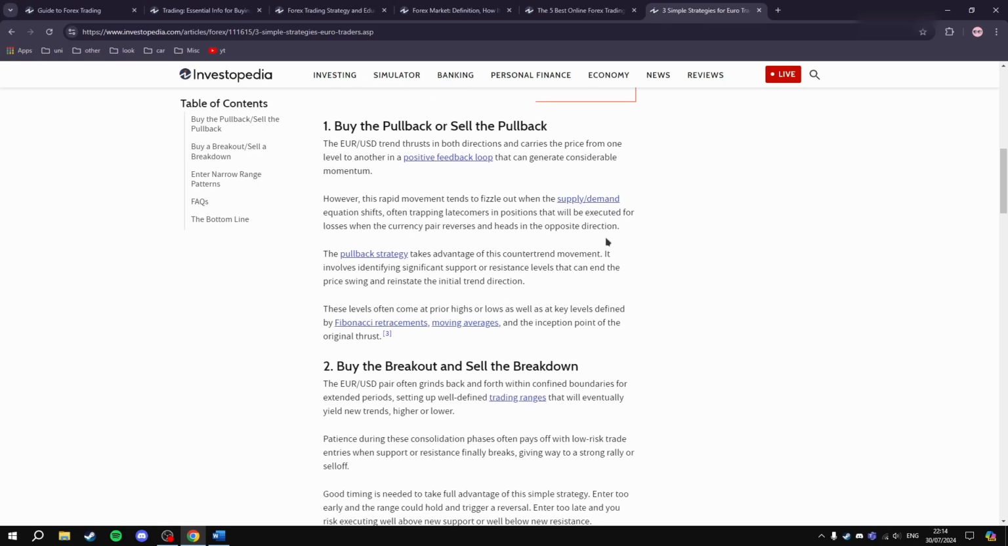So number 1: buy the pullback or sell the pullback. The Euro-USD trend thrusts in both directions and carries the price from one level to another in a positive feedback loop that can generate considerable momentum.